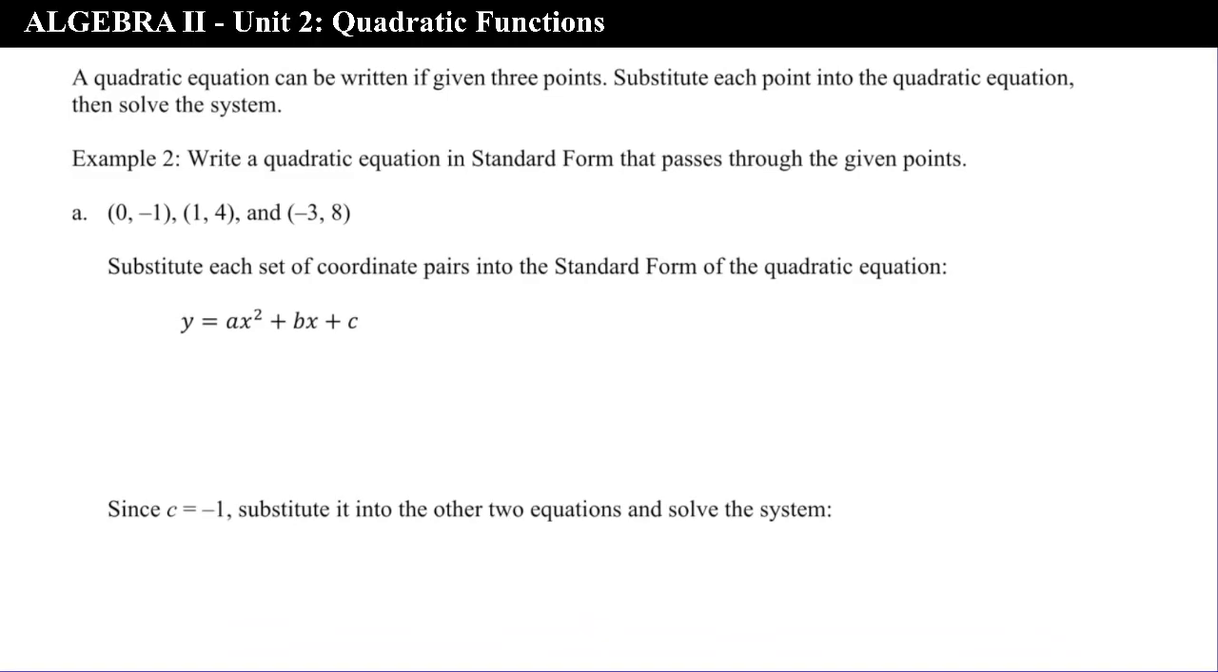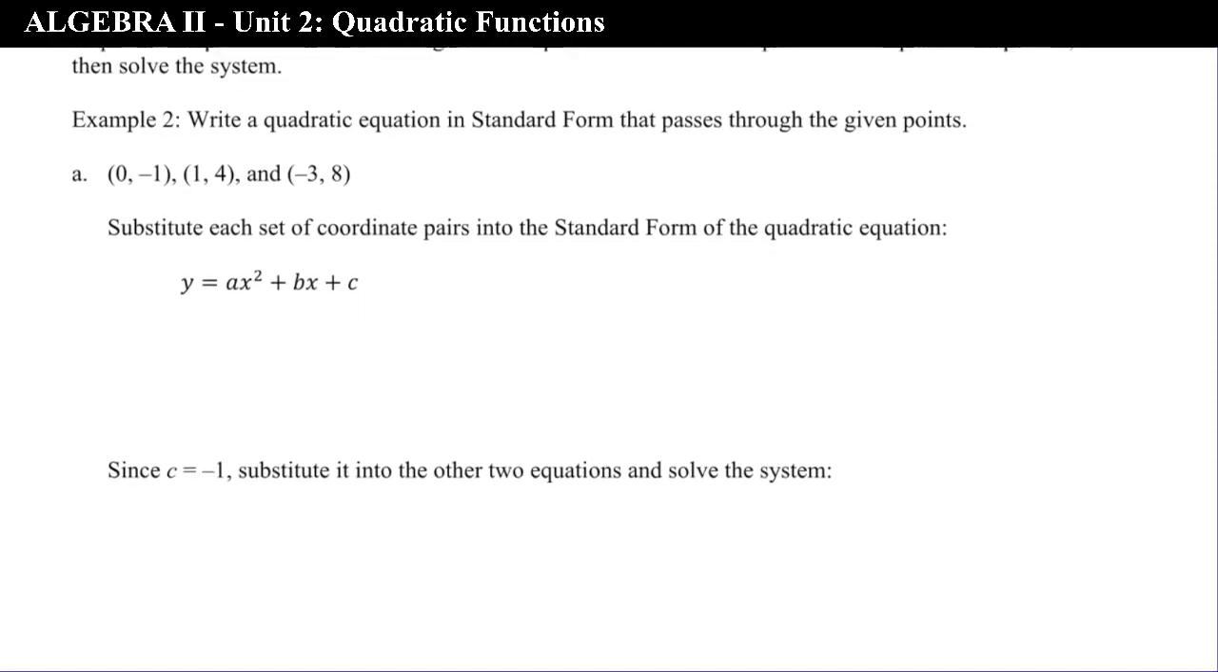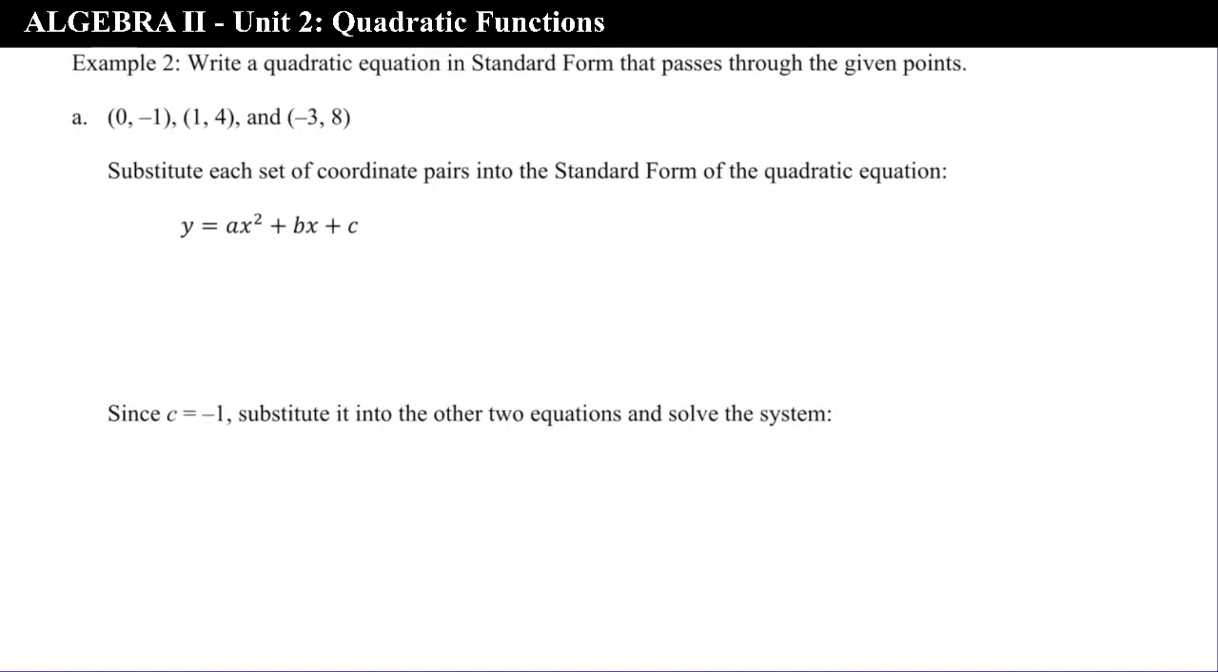Okay, well, a quadratic equation can be written if you're given 3 points. So what we're going to do is go through the process of, if you're given 3 points, how can we use standard form to write our quadratic equation. We're going to start by using these 3 points in this example here, and we're going to plug each set of coordinate pairs into the standard form of the quadratic equation.